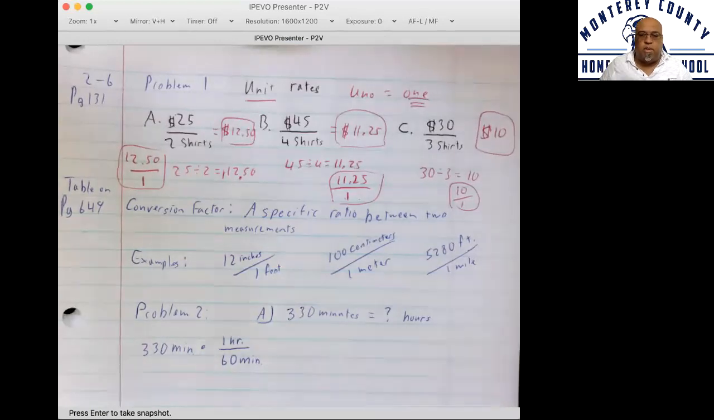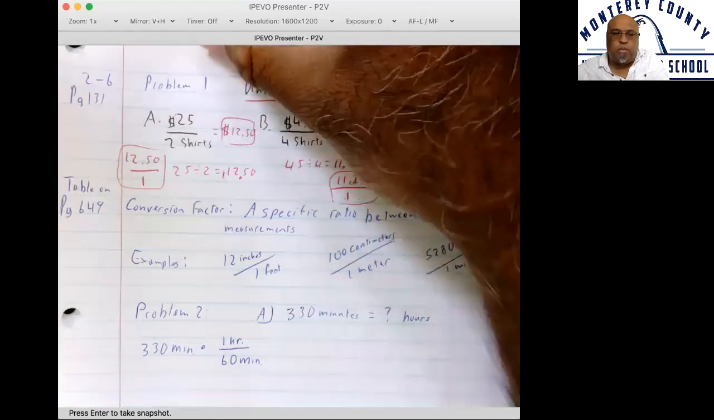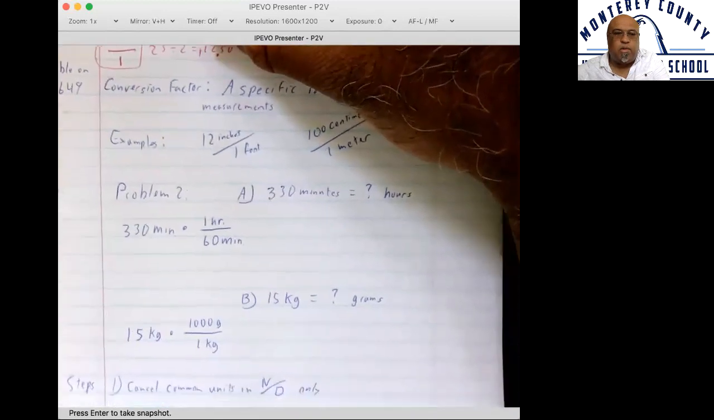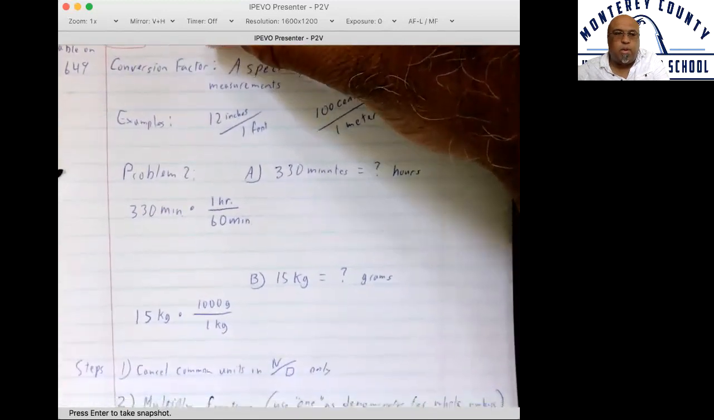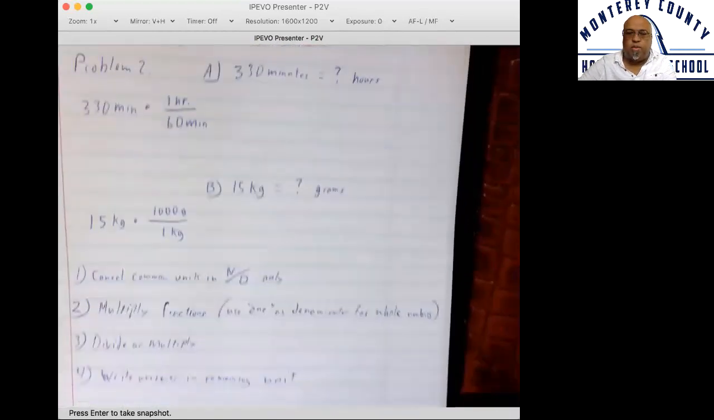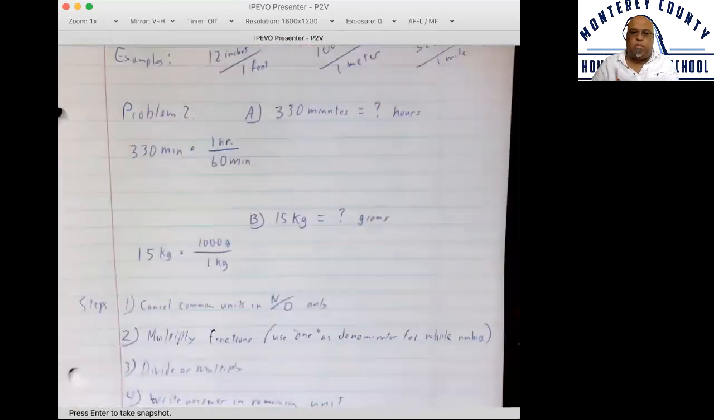All right, so let's take a look at problem 2. I want to show you the steps for doing this type of problem. I wrote the steps down here on the bottom of the page. I probably should have written the steps first, but let's just go over the steps and then we'll do a couple of problems and then I'll review the steps.